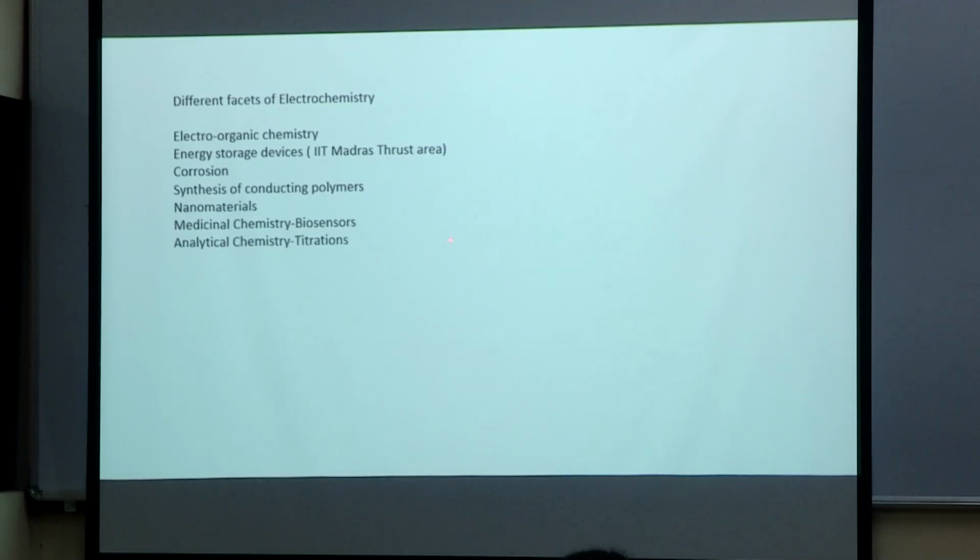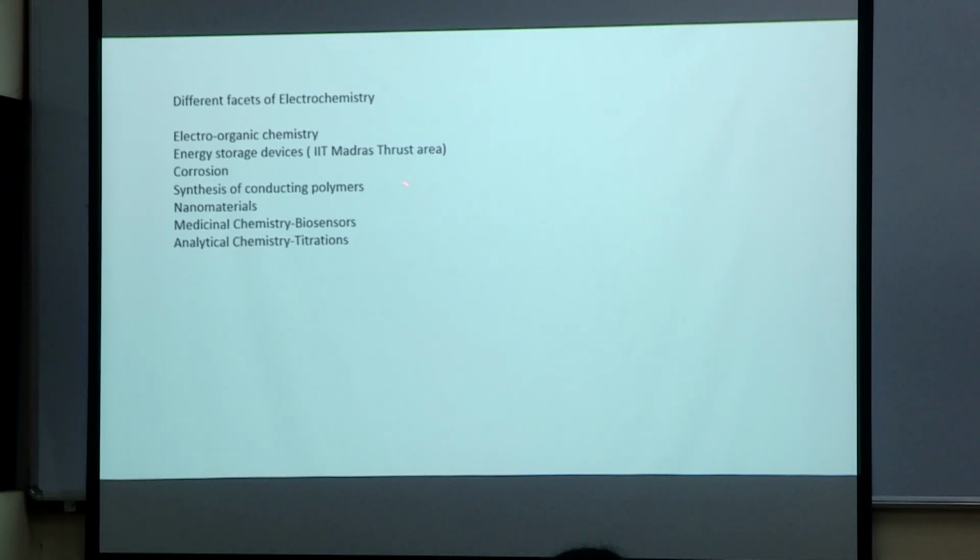Medicinal chemistry, our department has a huge program on medicinal chemistry. We got a huge amount of funding from industries to carry out the work in medicinal chemistry. Then biosensors, glucose sensor, urea, dopamine, and many other things, nicotine, many things. Our lab was doing a lot of work on this. Then titrations, conductometric titration, potentiometric titration, impedimetric titration, and so on.